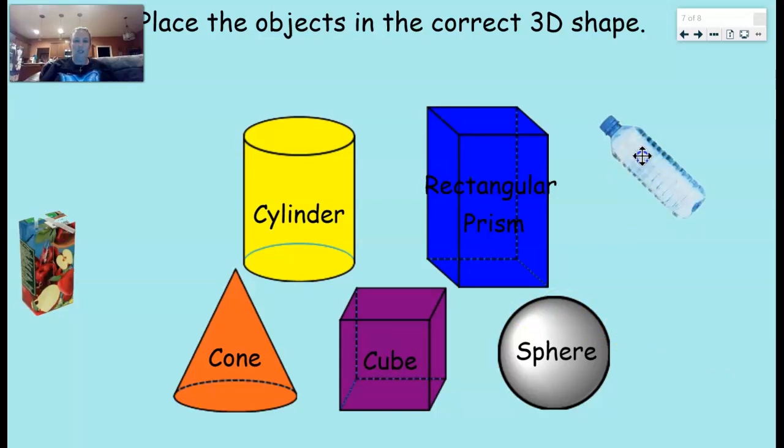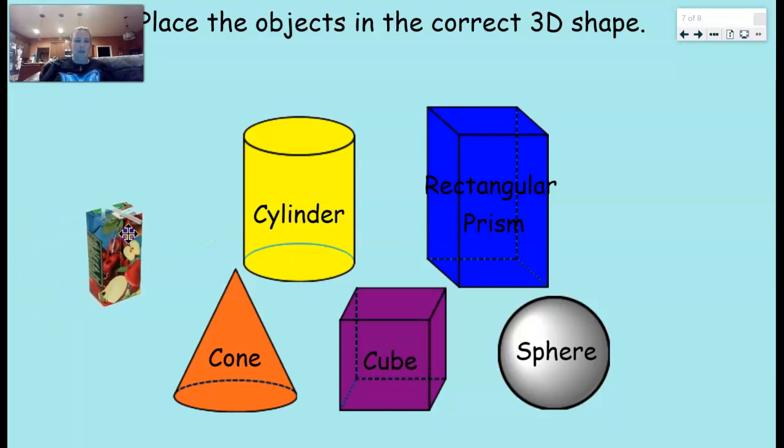Where does it fit? Now, it's got curved around the sides. Remember, if you hold it, it's curvy around the middle, right? So rectangular prisms aren't curvy, so it can't be that one. But what about the cylinder? Could it be a cylinder? Yep, you're right. What about this one?